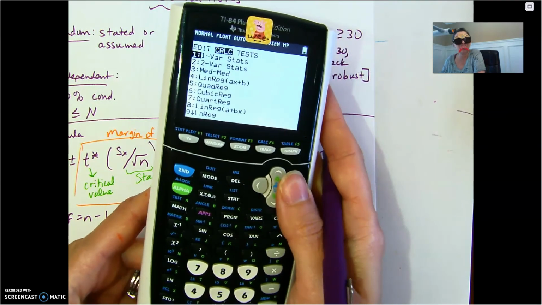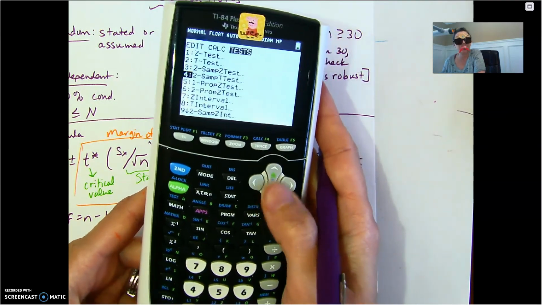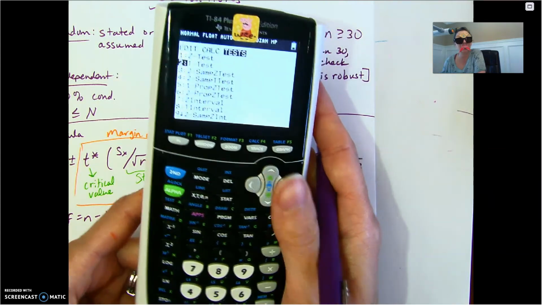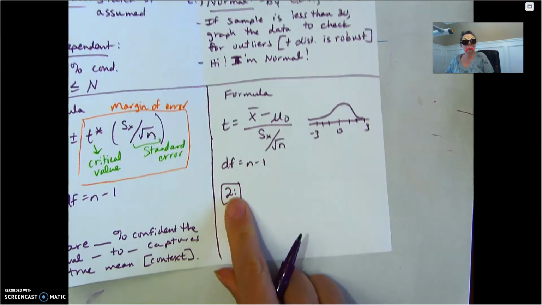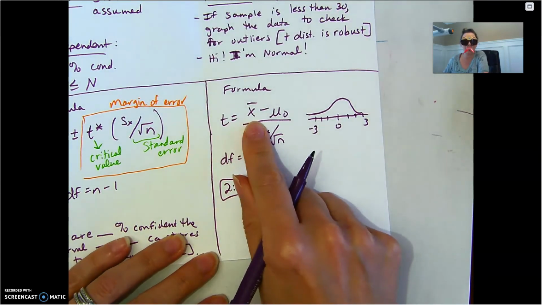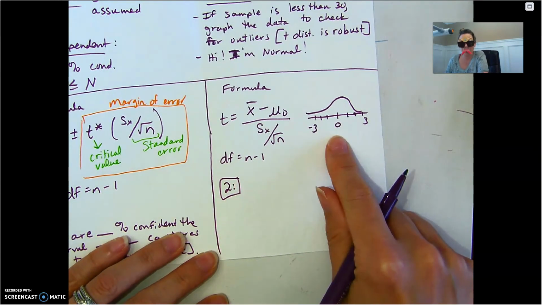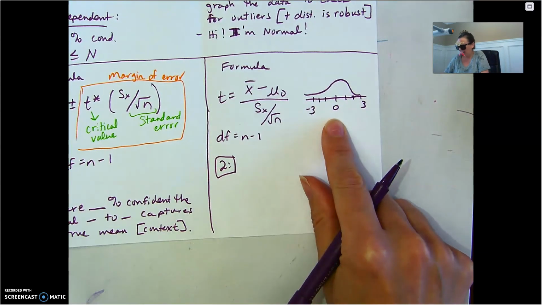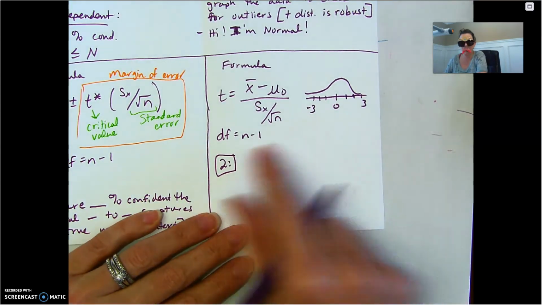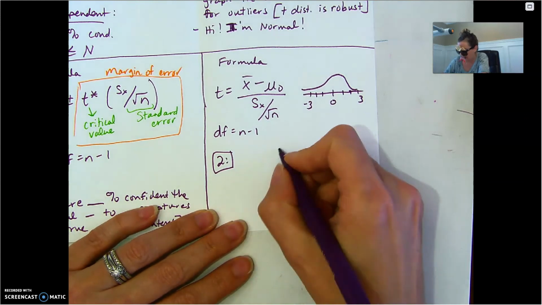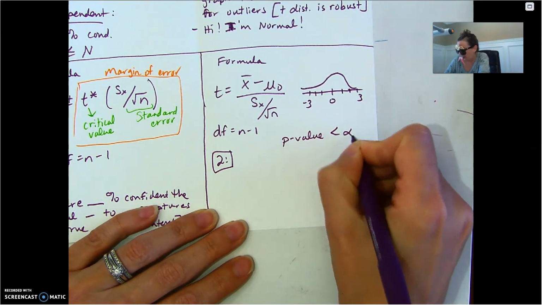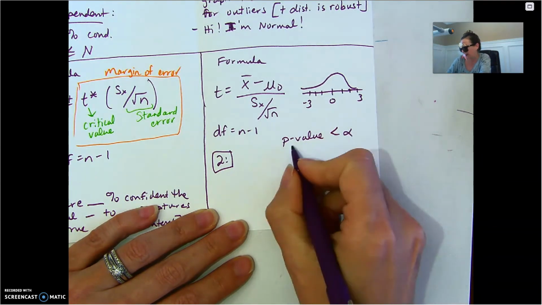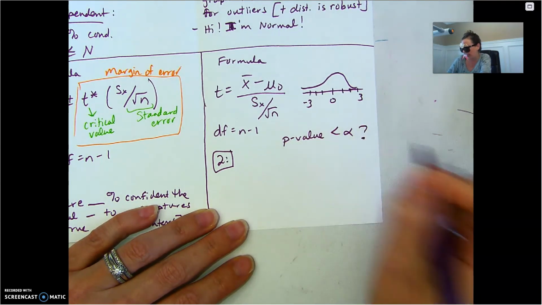So Stat, Tests. Oh, look at that, it's right at the top, T-Test. So this is number 2 on the calculator. When you do number 2 on the calculator, it's going to give you a t-score. It's going to give you a p-value. And with that p-value, you're able to decide if it's significant or not. So remember, you're going to get a p-value. You compare it to your alpha. You're asking yourself, is my p-value smaller than the alpha?